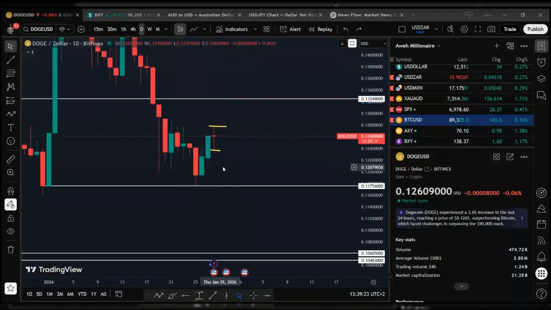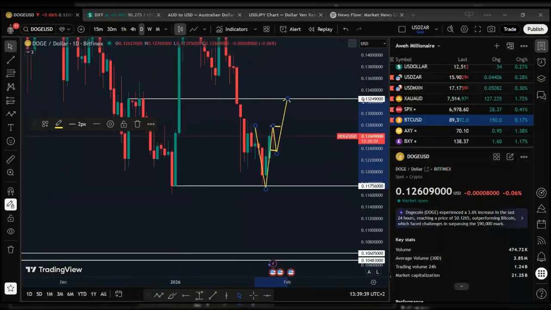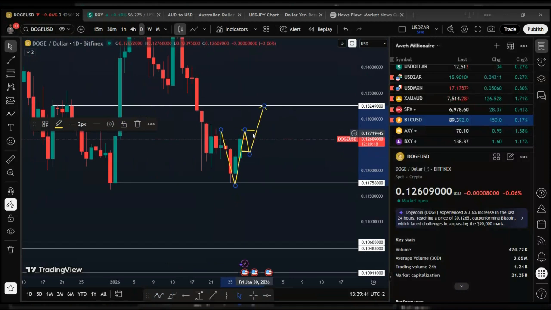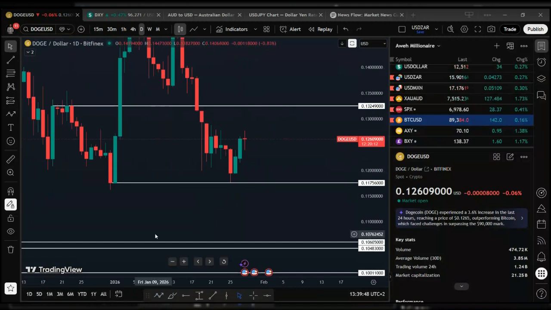Okay. However, if price does not respect this price action pattern and continues back to the upside, then this opens up a reversal opportunity with the next major resistance sitting at the 0.1349 level or 0.1324 level on Dogecoin. Okay, so very important price action pattern to keep an eye out for, which will determine the next coming few days where the momentum lies with Dogecoin.